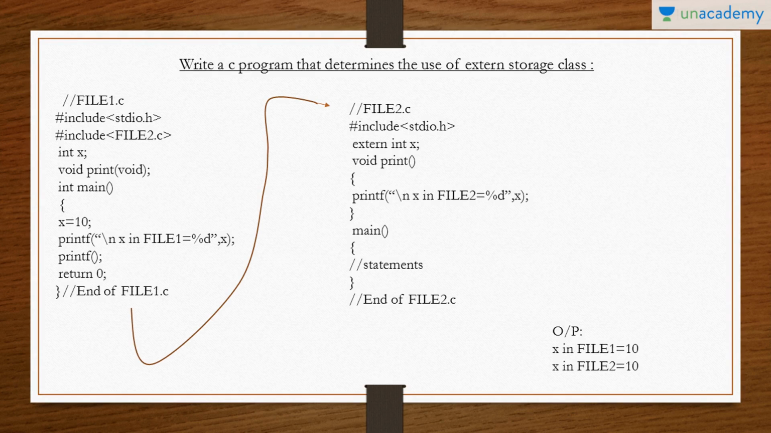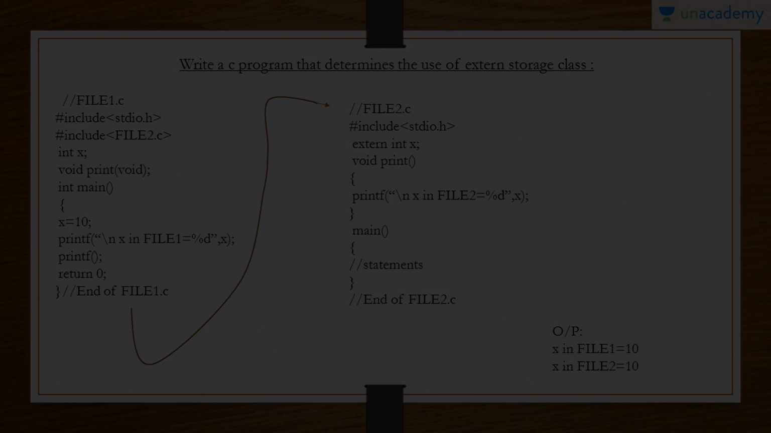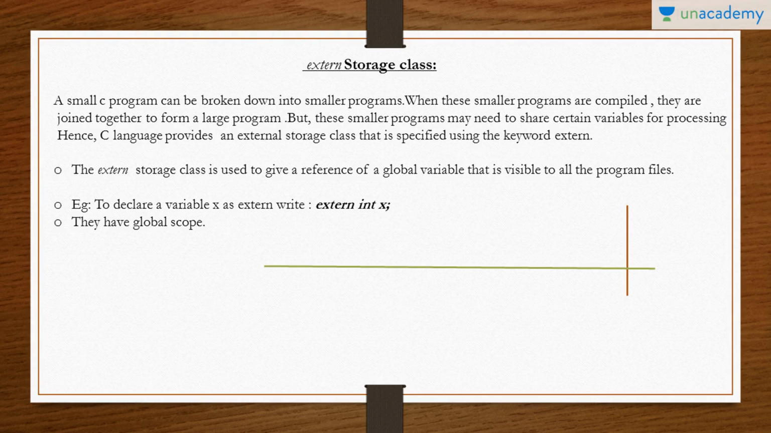So let's move ahead and see what the external storage class is. A small program can be broken down into smaller programs, meaning simply we are using functions here. When these smaller programs are compiled, they are joined together to form a large program. This is logical thinking, but these smaller programs may need to share certain variables for processing. Hence, the C language provides an external storage class that is specified using the keyword extern.